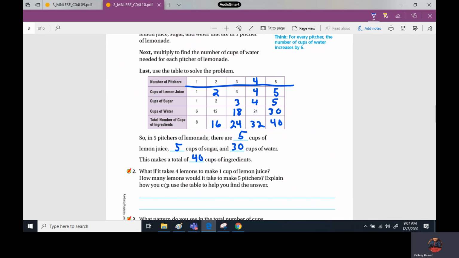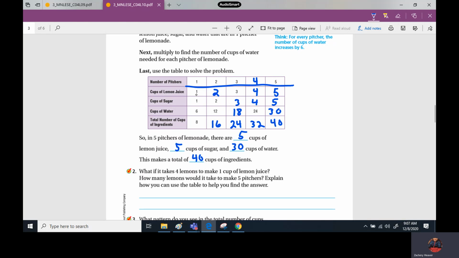So, what if it takes 4 lemons to make 1 cup of lemon juice? So they're going to add another thing. What if it takes 4 lemons to make 1 cup of lemon juice? Explain how many lemons you would need. So let's pretend this is 4, because it takes 4 to make 1 cup.